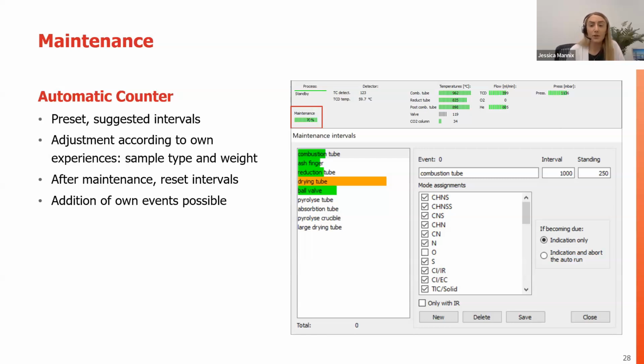After a certain number go into the standing interval, I believe it's 75% of it, the actual maintenance action will change color. So it'll change from green to orange and then eventually red. If you go over 100%, it'll actually blink at you. And you can even set it up so, a lot of universities will have it such that you can't perform an analysis before the maintenance action is performed.